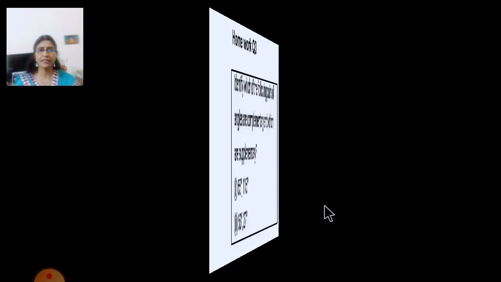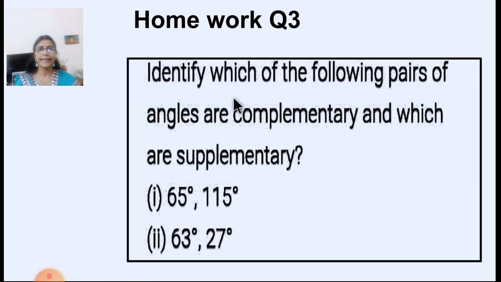And one more question is also there for homework. Identify which of the following pairs of angles are complementary and which are supplementary. So here measures of the angles are given. You have to find out which one is complementary and which one is supplementary. So all these questions are very easy.